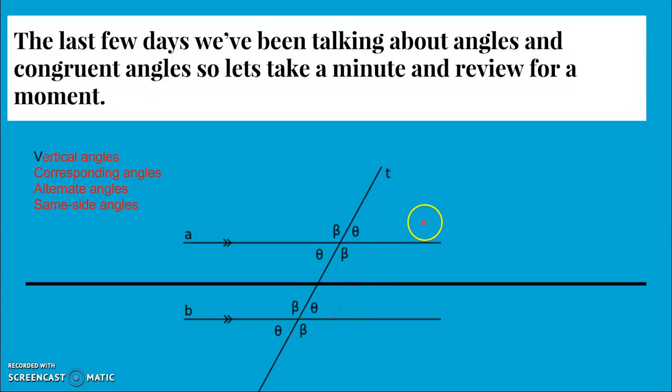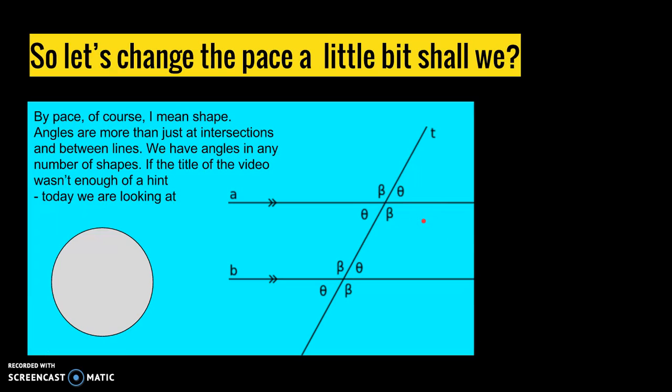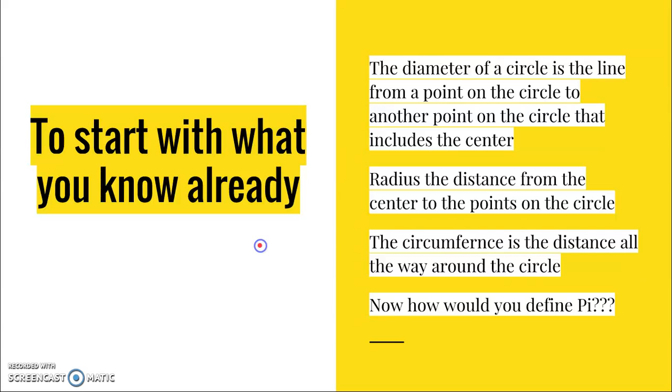Alright, so again, angles are everywhere, so if we just go ahead and move on here, we're going to change the pace a little bit, and of course by pace I mean the shape. So today, like we said, we're looking at circles, and we're looking at angles in the circles, alright? We have more than just intersections between lines and angles. We're also going to talk about degrees on a circle, so keep an eye out for that. Just a little bit of warning. There's not a whole lot of words on the page, so listen closely, alright? So if we spin these kind of things here, we can get all sorts of fun circles.